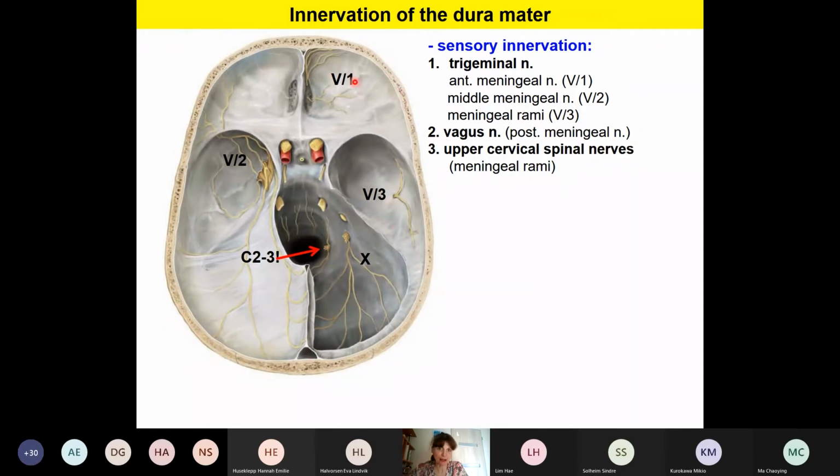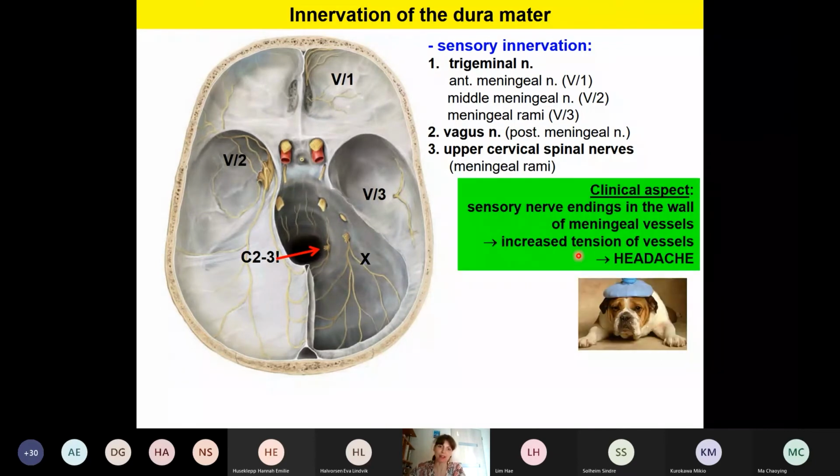As you can see here in this picture, all three branches of the trigeminal nerve have meningeal branches, but also the vagus nerve, as you can see in the posterior cranial fossa, and also the upper cervical nerves give meningeal branches. And it is interesting that these meningeal branches are also found in the wall of the meningeal vessels. And if you have a headache, it is actually the tension of these meningeal vessels. So these meningeal vessels also have a sensory innervation.